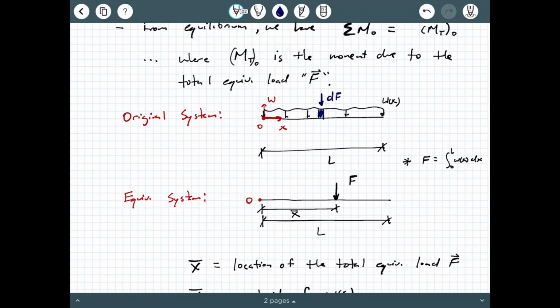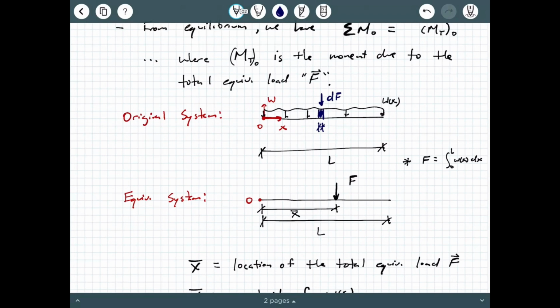Let's say that we have a little slice right here, and let's call it little dF. That's a differential slice of W as a function of x. When you look at that differential slice dF, that's teeny tiny, an infinitesimally small slice.